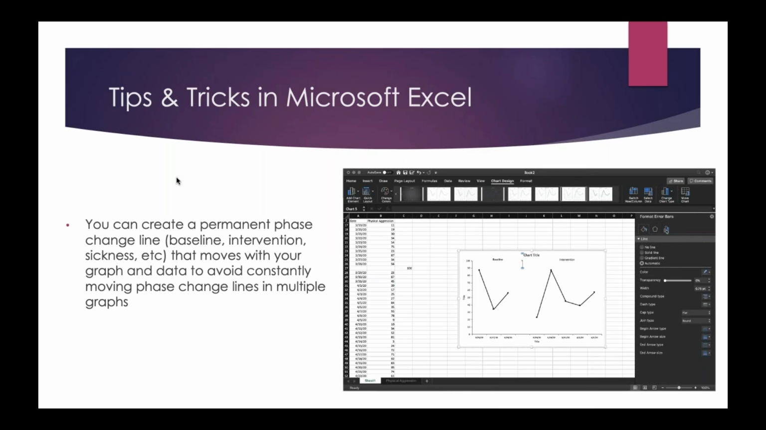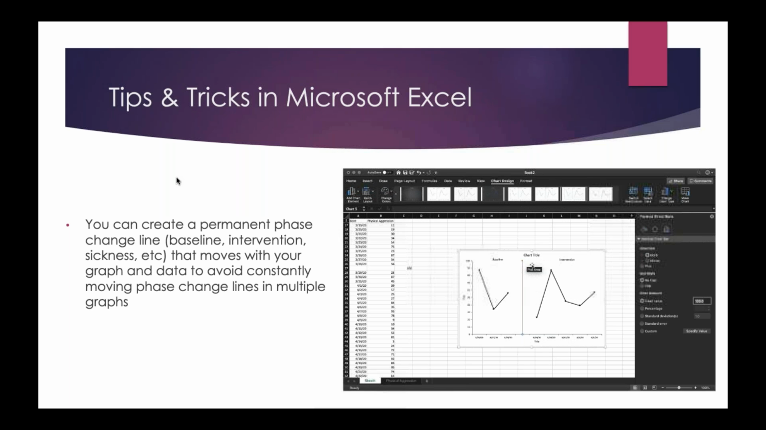Come over to the little bar graph here again. You will keep the direction of both under the error bars. However, you are going to select no cap and change the fixed value to 100 and hit enter. This now becomes your phase change line and it's permanent. So anytime you select or remove data, it will move accordingly.